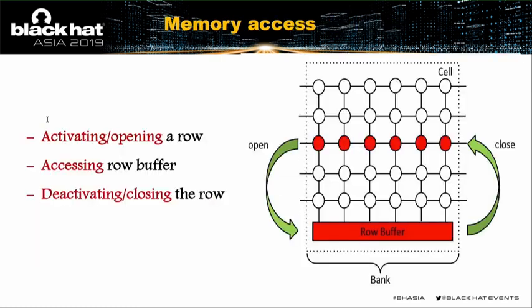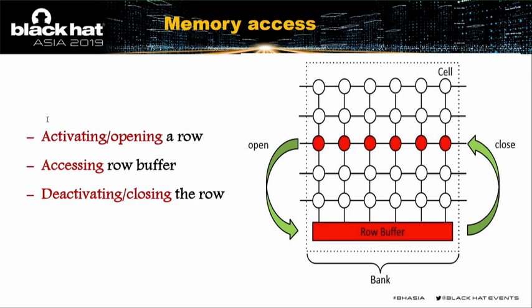For the memory access, we have three primary steps. The first step is to activate or open the row. Specifically, the row's word line is raised to a high voltage, enabling the row's access transistors, and this will connect the row's capacitors to the bit line. As such, the row's data will be read out into the row buffer. At the same time, the row's capacitors will be fully charged, that is, refreshed.